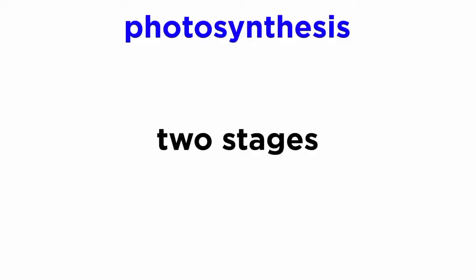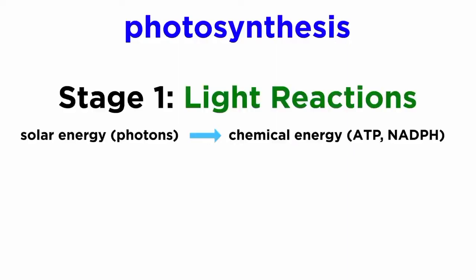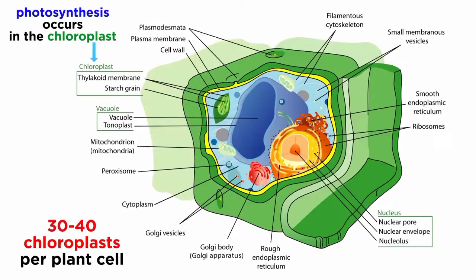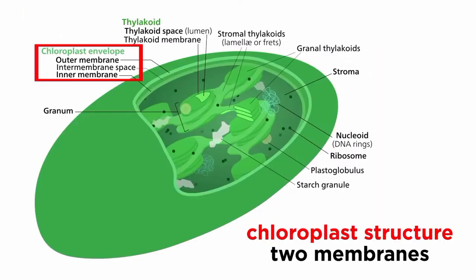Photosynthesis consists of two stages. There are the so-called light reactions, in which solar energy is converted into chemical energy, and then there's the Calvin cycle, which uses the chemical energy to build G3P, the precursor to glucose and other molecules. Both of these stages occur inside one of the organelles found in plant cells, called chloroplasts, and there are around 30 to 40 of them per cell.